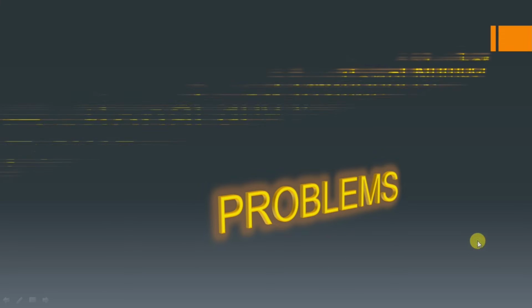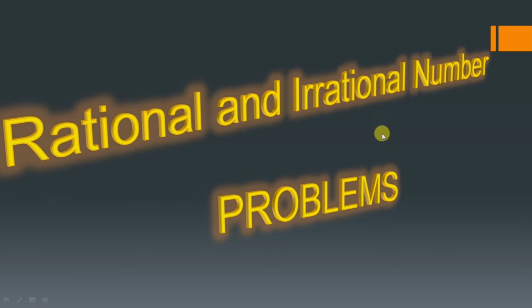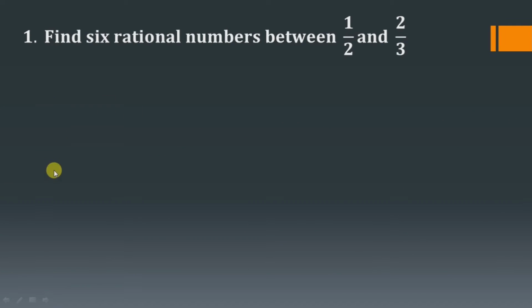Today I'm going to do problems of rational and irrational numbers. Okay, number one question. Find 6 rational numbers between 1 by 2 and 2 by 3. That is, in between 1 by 2 and 2 by 3, I need to insert 6 rational numbers.